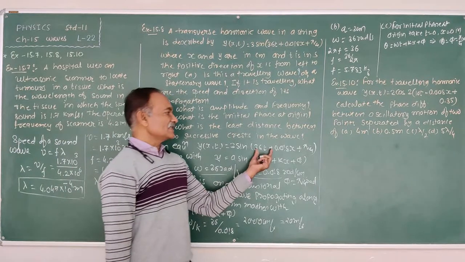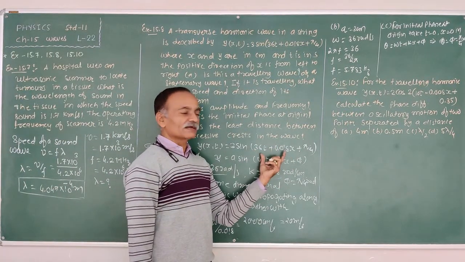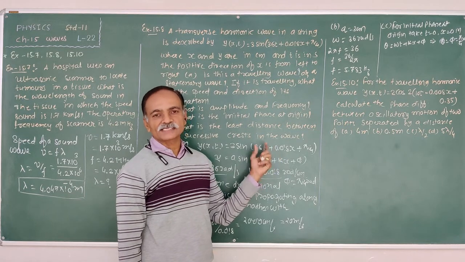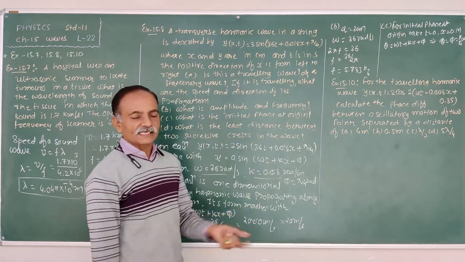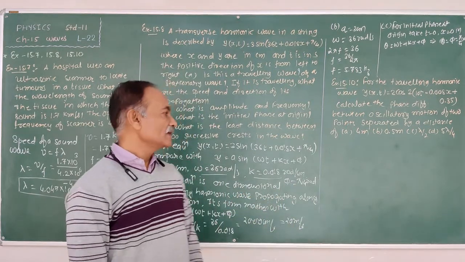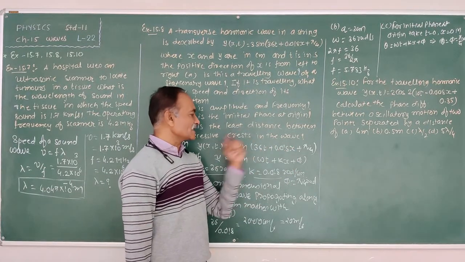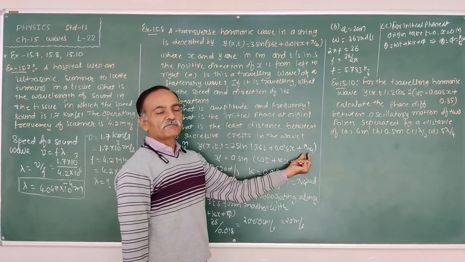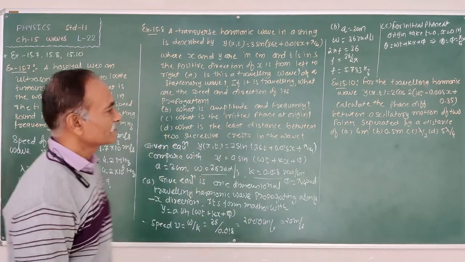Because this part represents the phase at time t and at position x. But we require the initial phase, that means at time t is equal to 0 and at origin, that means x is equal to 0. Substitute t is equal to 0, x is equal to 0, we obtain phi is equal to pi by 4 radian, that is the initial phase.